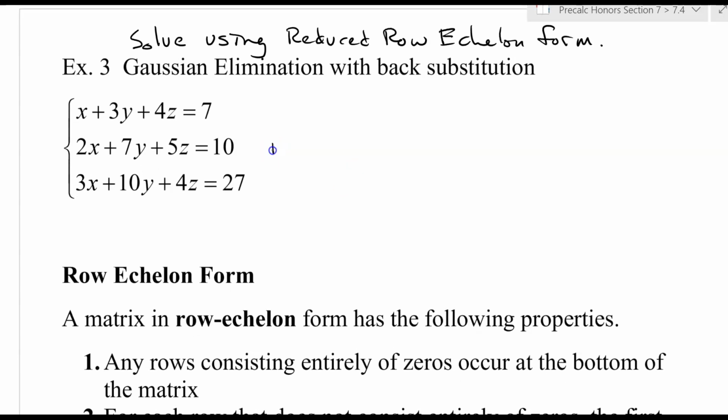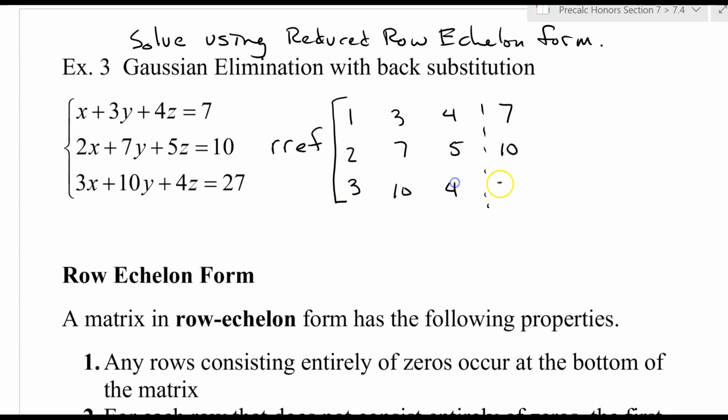So we're going to write our augmented matrix. We have reduced row echelon form for 1, 3, 4, 7, and then 2, 7, 5, 10 for the next row, and 3, 10, 4, 27 for the third row. And you're going to enter this into your calculator. If you need a reminder of how to do that, make sure you ask. Just check in with me or one of your classmates on how to enter that in.